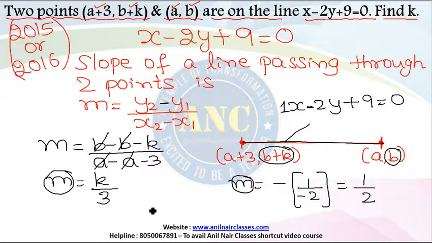So I can equate both of them. Here the slope of the line I got as k by 3. Here the slope of the line I got as 1 by 2. Both are equal. If I simplify, I will get the k value as 3 by 2.